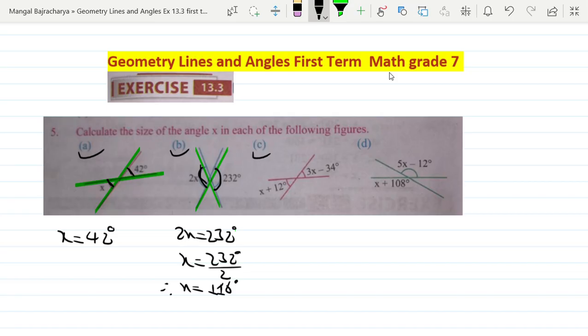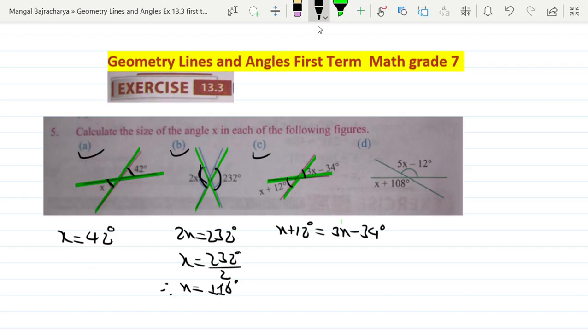So here in number C, the same thing is happening. Two lines intersect each other, and on the opposite sides two angles are made, given as x plus 12 degrees and 3x minus 34 degrees. As these are vertically opposite angles, we can say these two angles are equal. So let's go for it: x plus 12 degrees equals 3x minus 34 degrees.